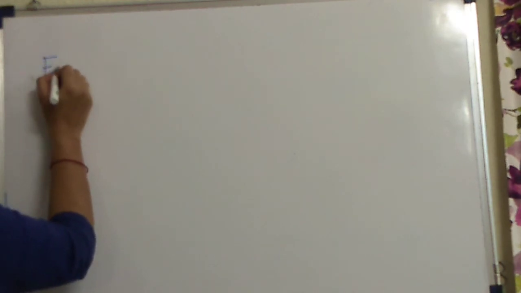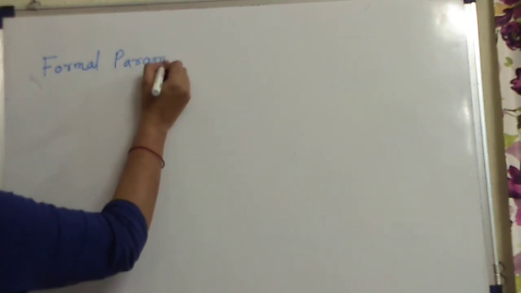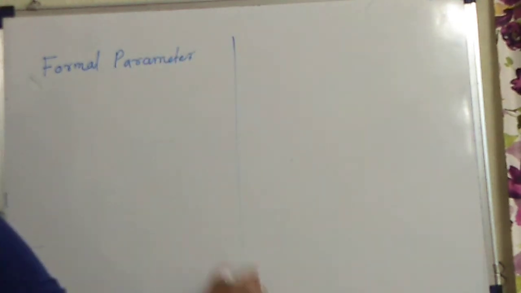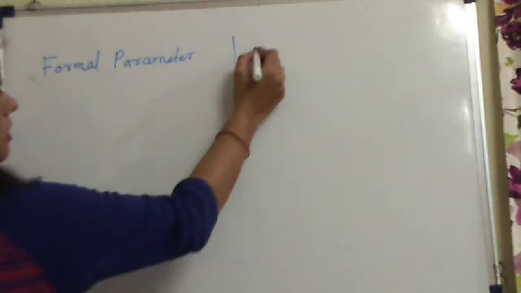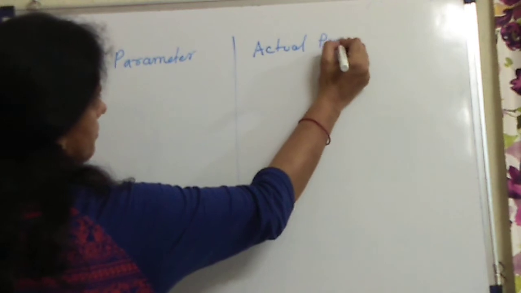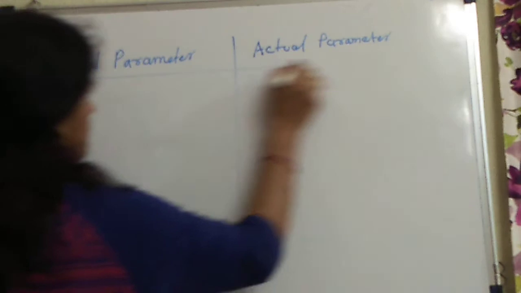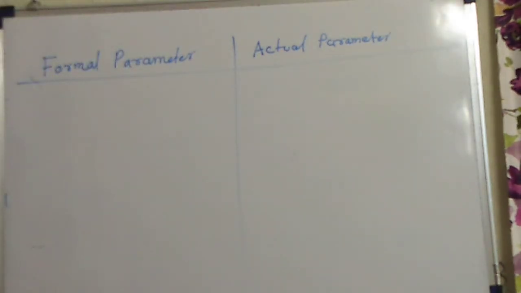Just write down about the formal and actual parameter. Okay, formal parameter and actual parameter. These are very important. They are related to the function: formal parameter and the actual parameter.